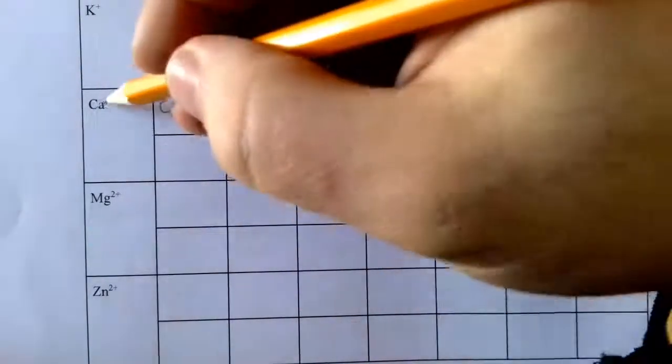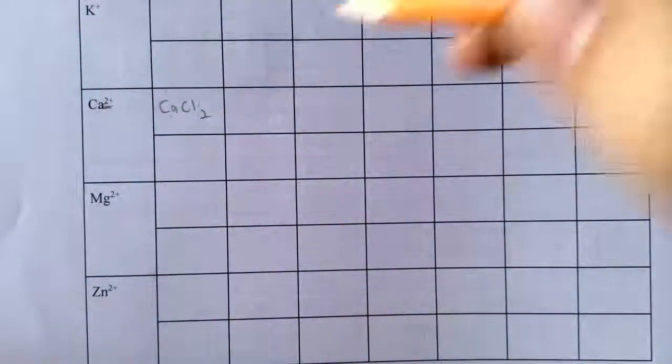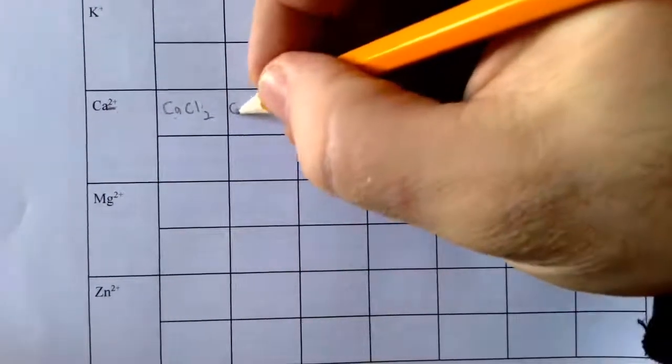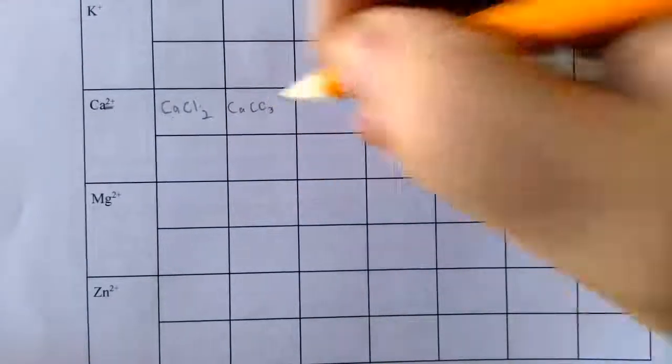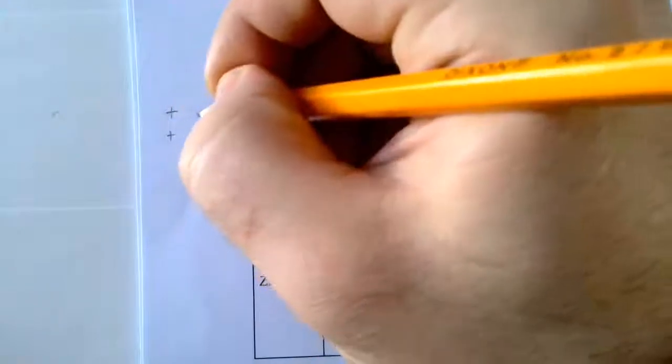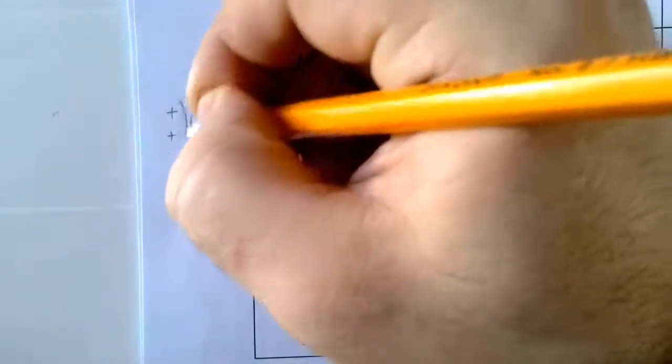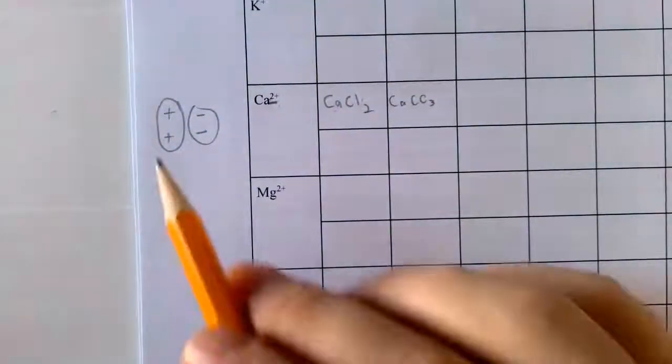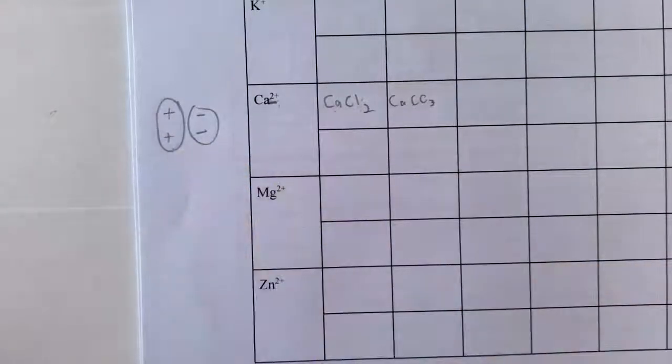If I have +2 on the calcium and -2 on a carbonate, I have CaCO3 because both of these are bringing 2 charges all by themselves. So they can hang out 1 to 1. Okay?